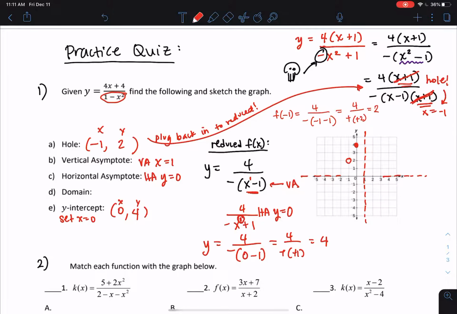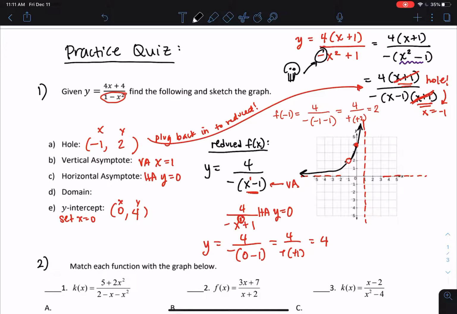Notice I'm putting a closed dot to show that I'm actually going through the point and an open dot at my hole. So from that much information, I can tell that my graph needs to go through these points and it's going to go up and get closer and closer to my asymptote. Then it's going to come down and get closer and closer to my asymptote. There's no other way it could go. It can't go like this because that would be crossing the x-axis, and there's no x-intercept there.